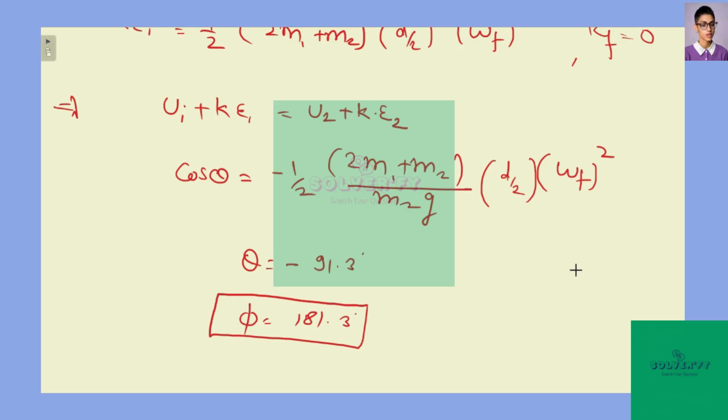I can show it in a diagram also. This is our ball system, this is the ball, and this is the putty which is attached to it. Let this angle be theta. So this angle is our angle phi. This is phi, and this is our answer for this given question.